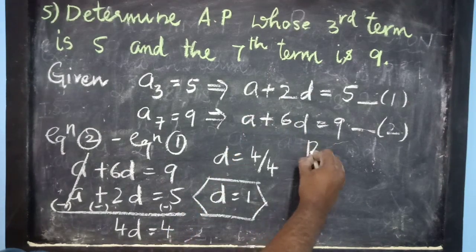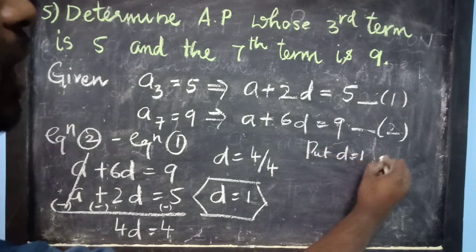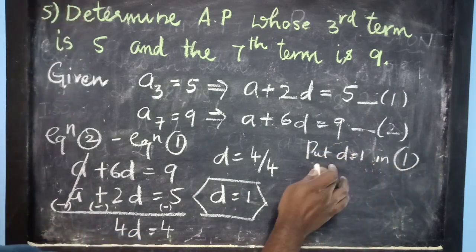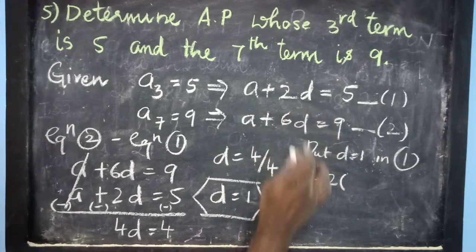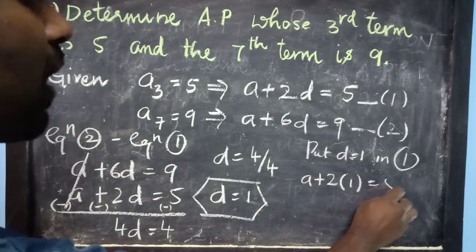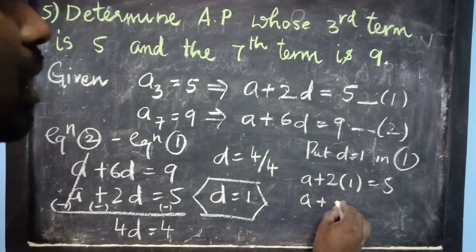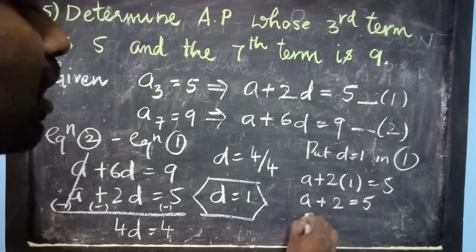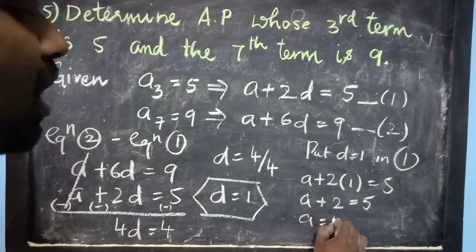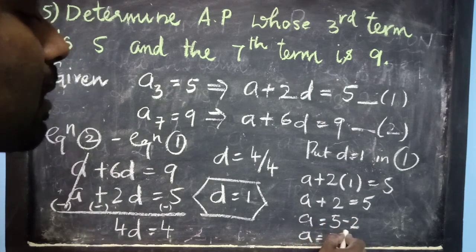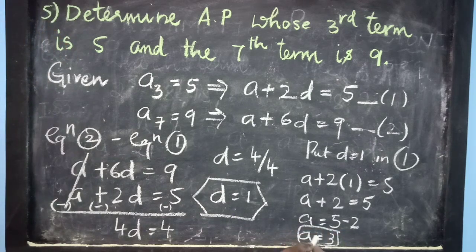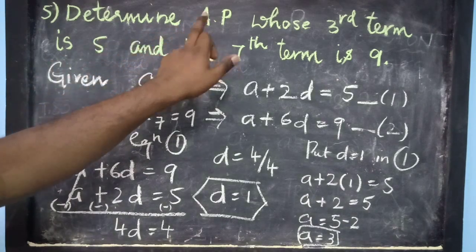Now what do I do? Put d equals 1 in equation 1. I'll substitute the value of d in equation 1, that is a plus 2. What is the value of d? That is 1, equals 5. That is a plus 2 ones are 2 equals 5. A equals 5 minus 2 after shifting, which is 3. Now we have found out a equals 3 and d equals 1. Now by using the general form of AP, we can find out the AP.